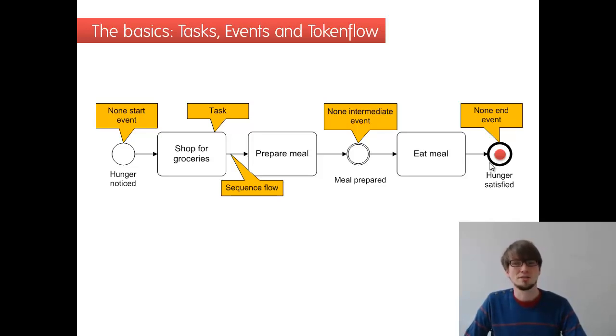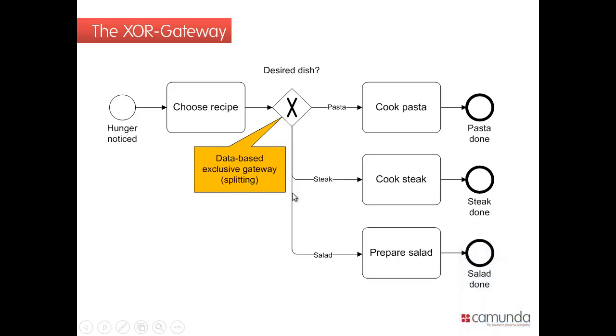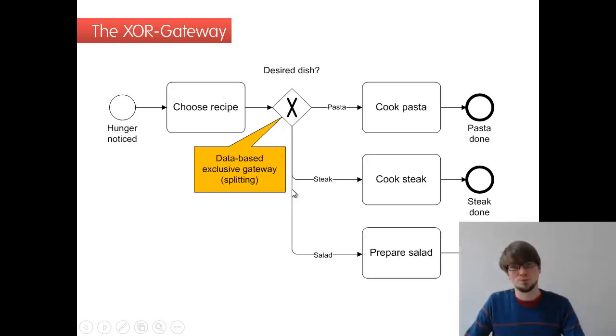I think you already got it in some of the earlier modules, because we already saw BPMN models, right? We already saw the XOR gateway. In this case, the XOR gateway is an exclusive gateway. So what we do is we look at some data, process variables, and then decide which of the outgoing sequence flows we take. It's only one, so it's an either-or. So in this case, we choose what we want to eat, and then we either eat pasta or steak or salad. Okay, so the token basically moves out through one of the outgoing sequence flows.